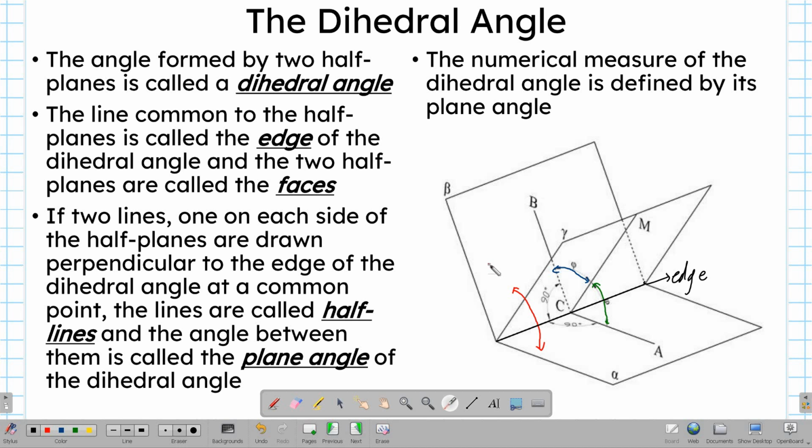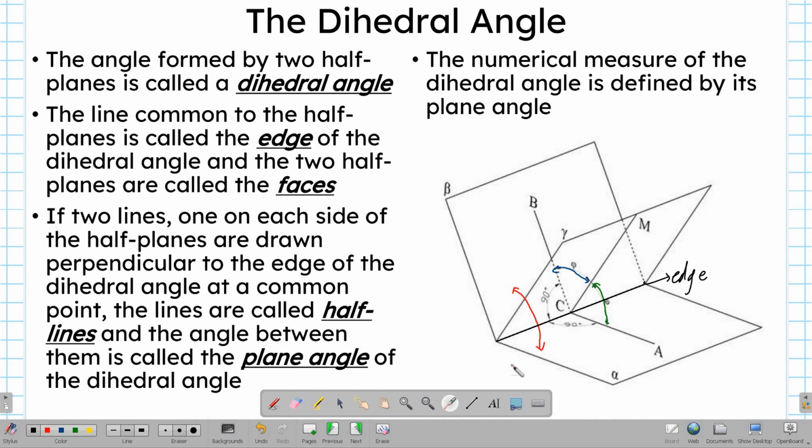So, if two half lines, one on each face of the dihedral angle, are drawn perpendicular to the edge at a common point, that's why you have 90 degrees marked here, then the angle in between them, the one that we actually mark, is what we call the plane angle of the dihedral angle. The entire opening between the two planes is the dihedral angle, but the ones that we mark here, here, and here are the plane angles.